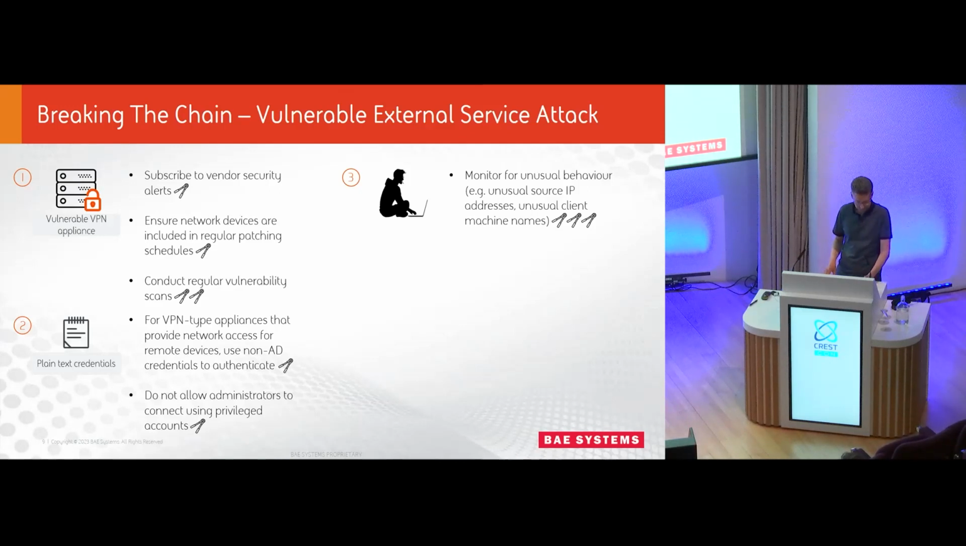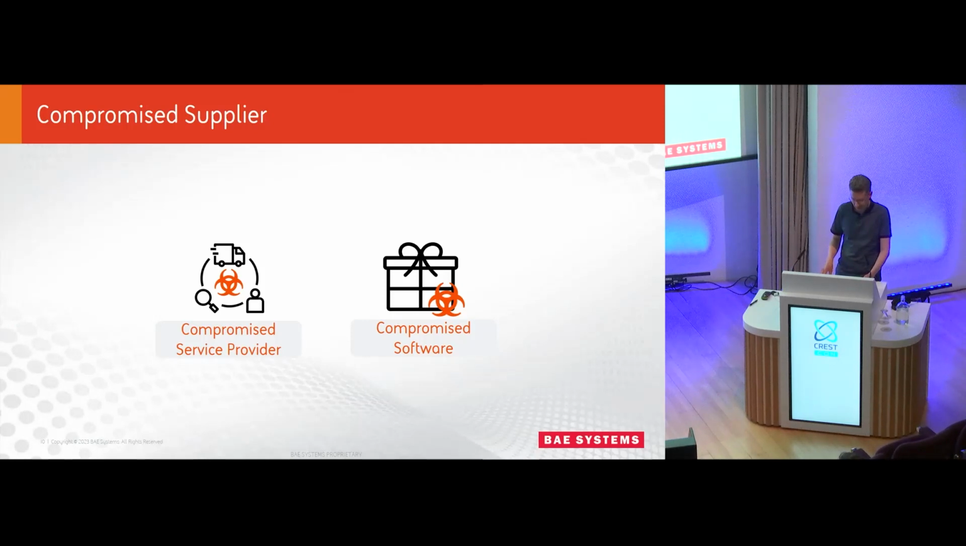All right, the last sort of example incident that we've got here is a compromised supplier. So there's two sort of categories of compromised supplier here. So we've got a compromised service provider on the left. So these would be examples of that recently would be things like the Capita incident, which has impacted quite a few companies who use Capita services.